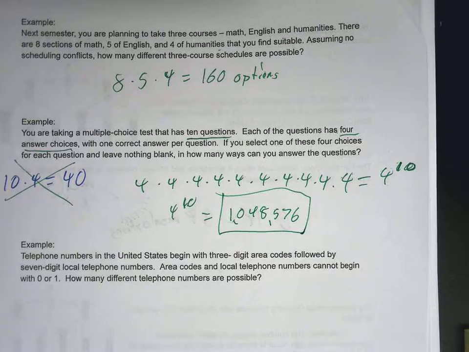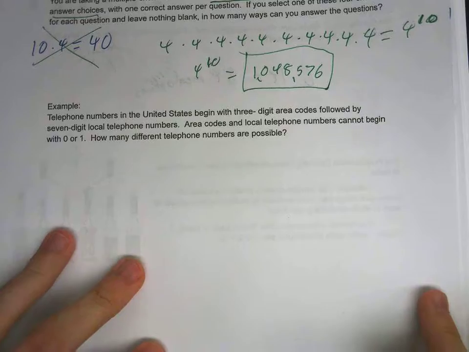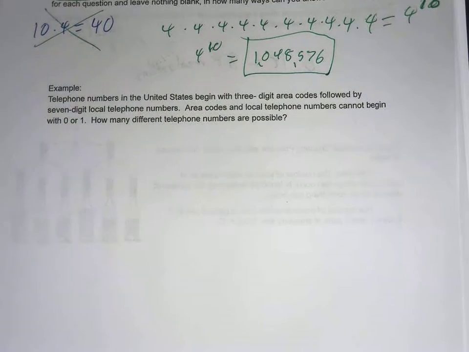Okay, this last one's actually similar, but it adds in another restriction. It's the same idea, but it's a little bit more complicated. The example says telephone numbers in the United States begin with a 3-digit area code, followed by a 7-digit local telephone number. Area codes and telephone numbers cannot begin with a 0 or 1, which is actually true. You will never have an area code or a local telephone number that begins with a 0 or 1. How many different telephone numbers are possible?